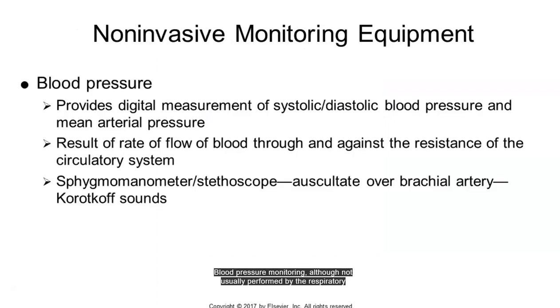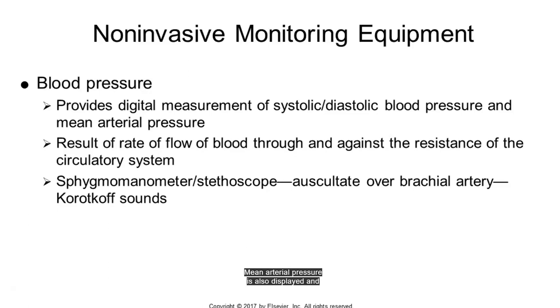Blood pressure monitoring, although not usually performed by the respiratory therapist, also provides useful information. In the critical care unit, it is usually set up to assess pressures at a preset time interval. The systolic pressure reflects the compliance of the large arteries and the total peripheral resistance, and the diastolic pressure results from the runoff of blood from the proximal artery to the peripheral vessels and reflects the velocity of the runoff and the elasticity of the arterial system.